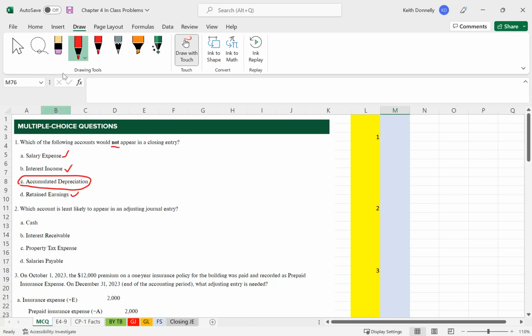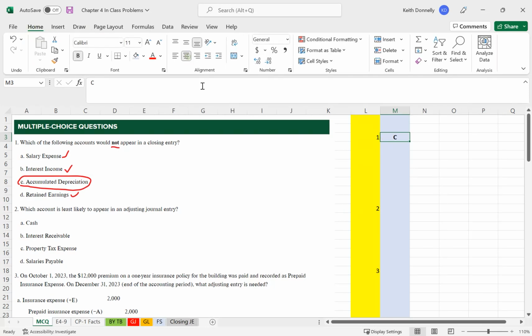However, C here, accumulated depreciation, that really has like nothing to do with a closing entry because that's a balance sheet account, right? And on closing entries, we're looking at temporary accounts, things that would be all like our revenues, our expenses. We're putting it into retained earnings.